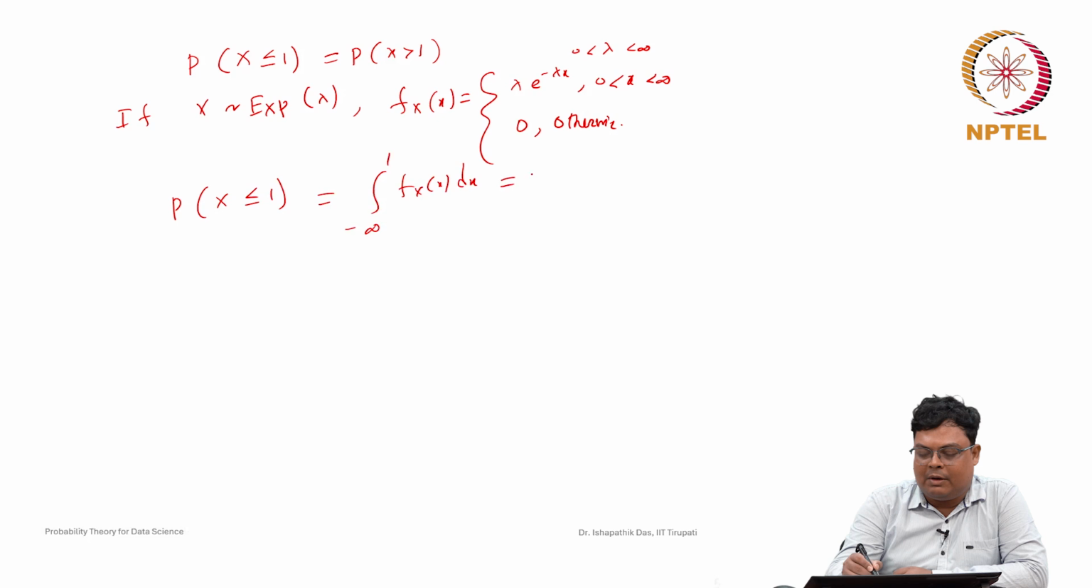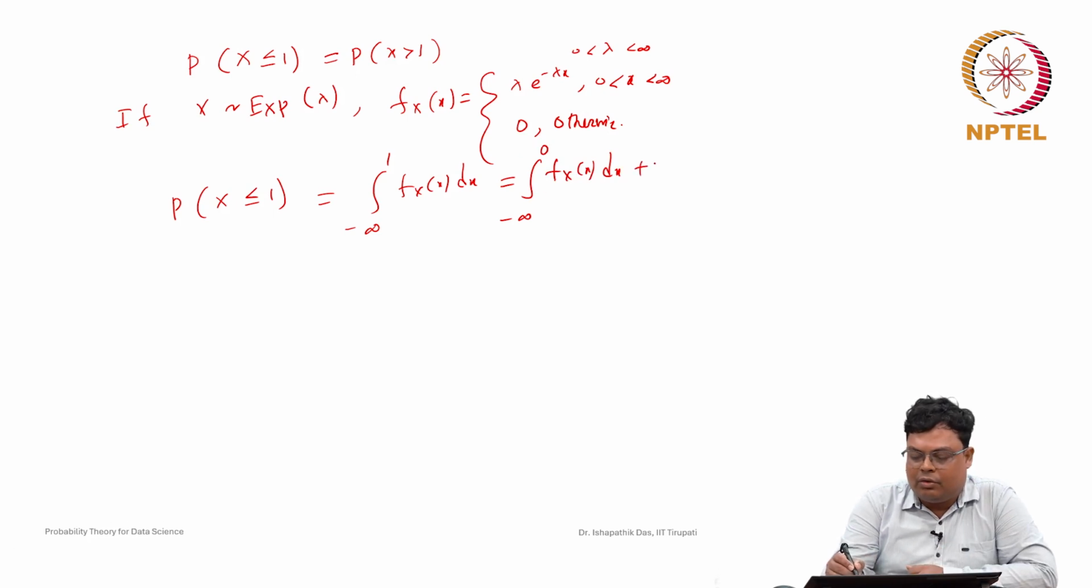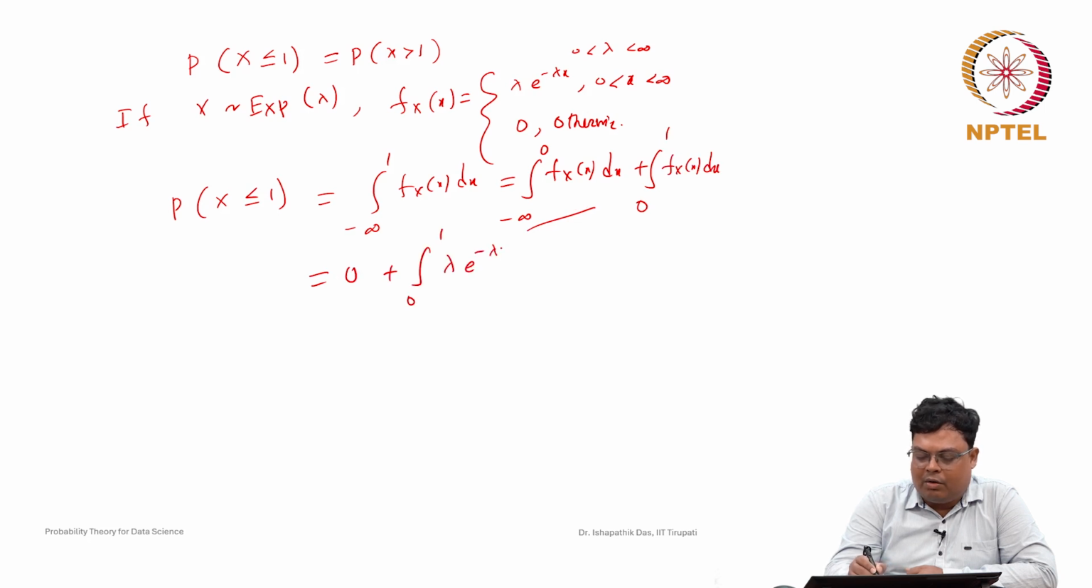Now this can be split as the integral from minus infinity to 0 of f(x) dx. Why are we doing that? Because f(x) is 0 in this interval. And it is different from 0 to 1, so this is 0 plus the integral from 0 to 1 of lambda e to the power of minus lambda x dx. So that we can compute.